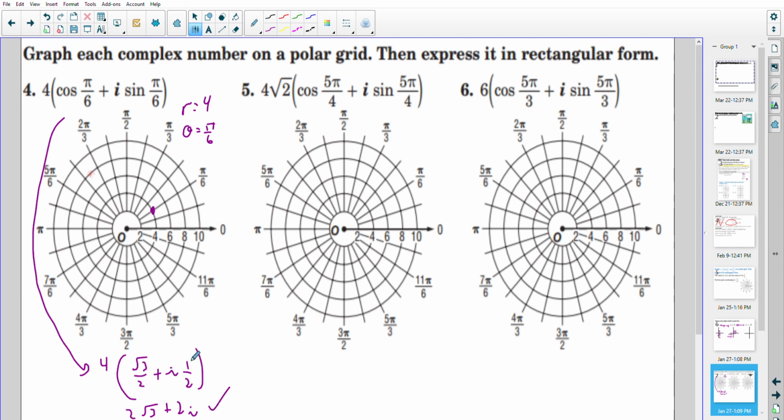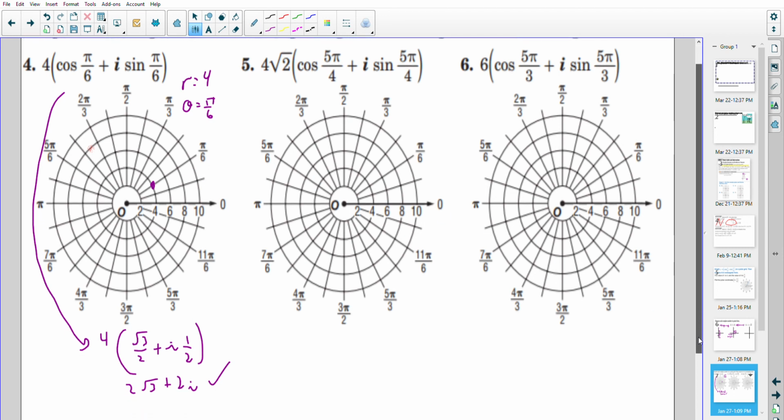So real important, this is just simplifying and getting your answer and then plotting by knowing what your r and your theta is. And you would just do that on the other ones as well.